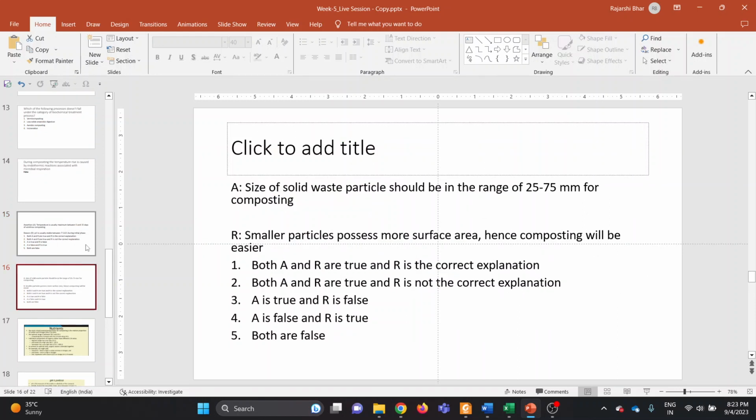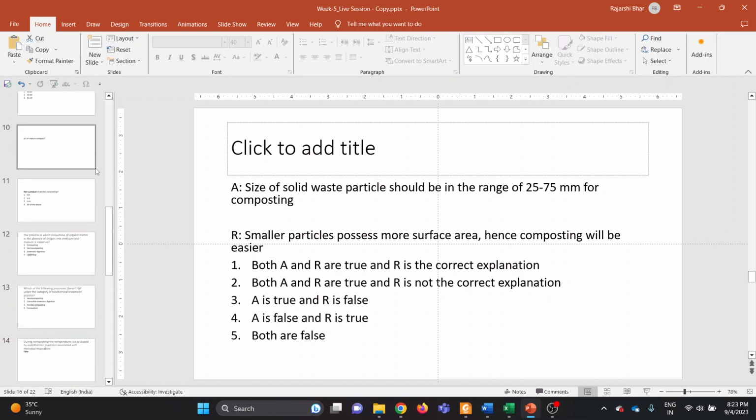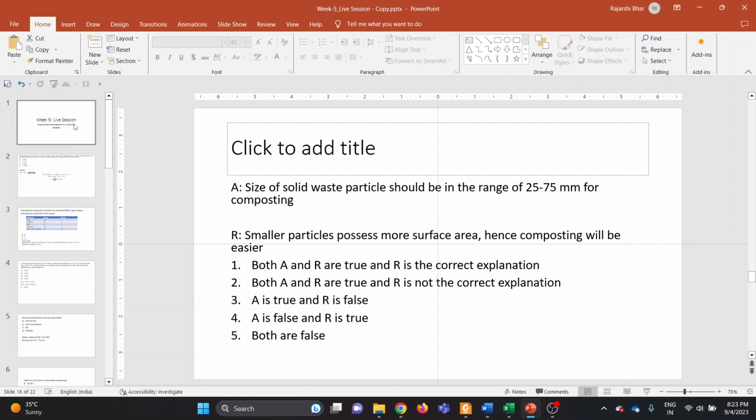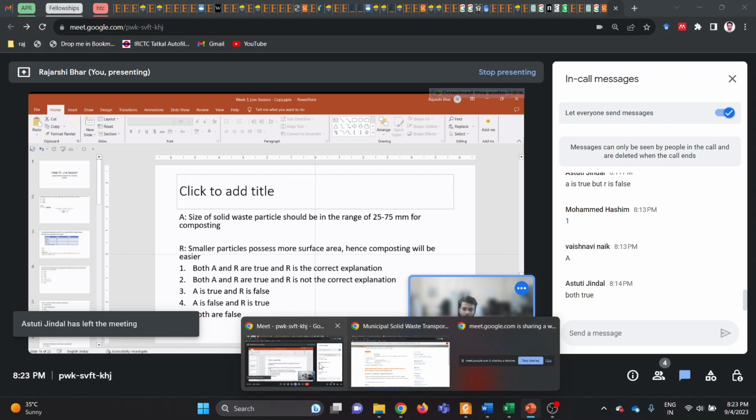And the final question was on the size of the solid waste particles. It should be in the range of 25 to 75 mm for composting. And the reasoning shared was that the smaller the particle size, the more the surface area, hence the better the reaction surface available for microbes, and therefore composting will also be an easier affair in this case. So these were the 15 questions that we had for us today. In case you have any doubt in these or you want to share something from your end, you're always free to unmute yourselves and discuss that with us.